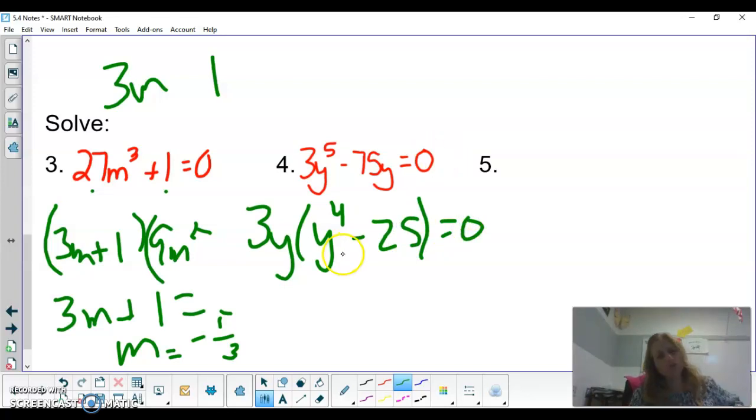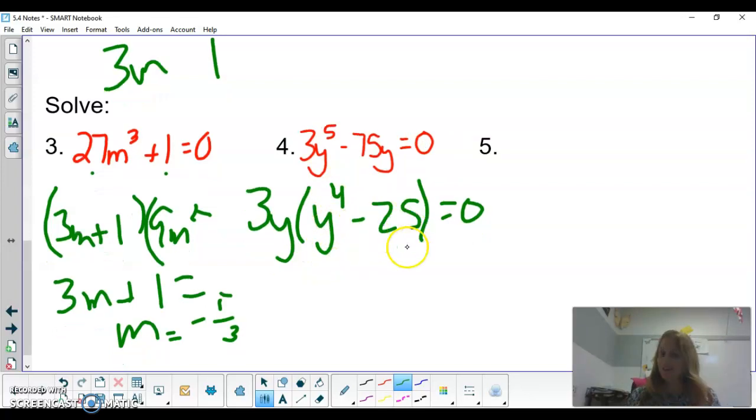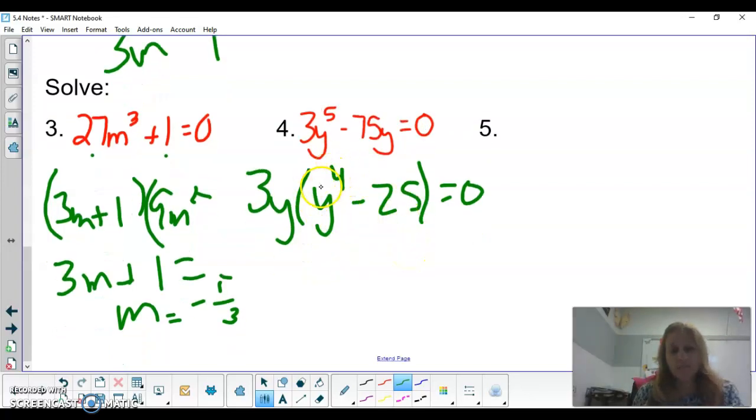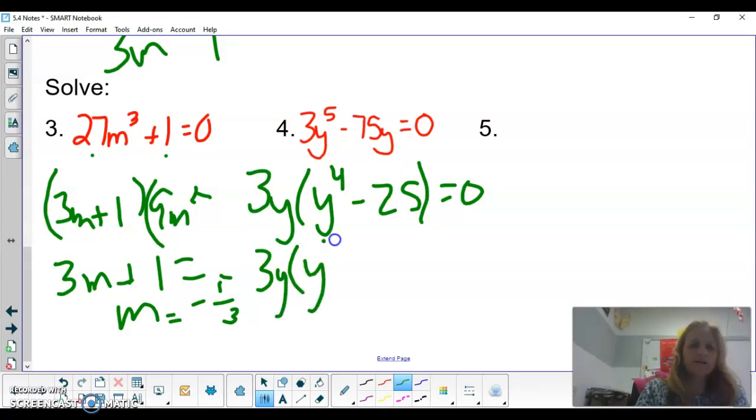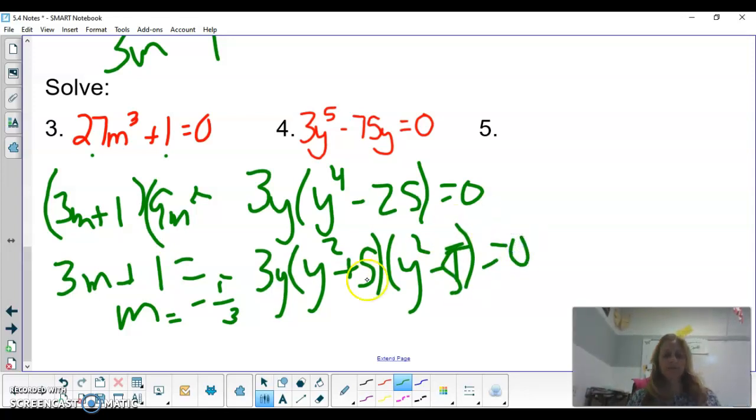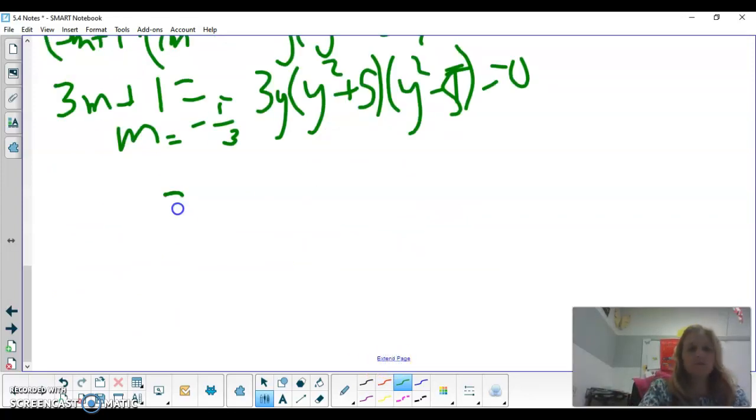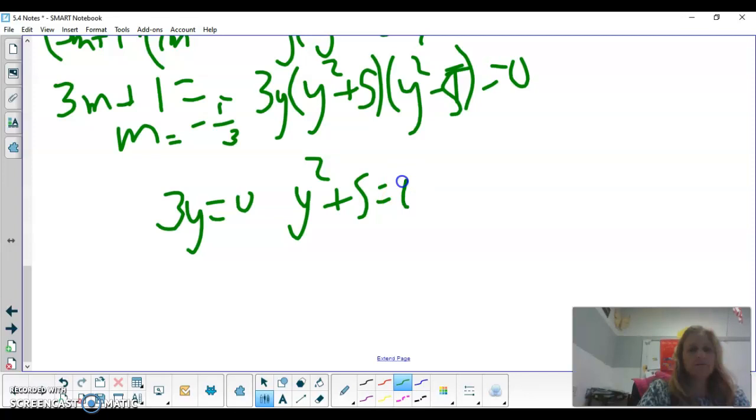All right. So, while we don't have a perfect cube because it's not a multiple of 3, we do have perfect squares, right? Because for any perfect square, the variable needs to be even, and that's a perfect square. So let's keep going. So we have 3y, y squared plus 5, y squared minus 5 equals 0. Now, at this point, we can't factor them anymore. So let's set them equal to 0. So we have 3y equals 0, y squared plus 5 equals 0, y squared minus 5 equals 0.